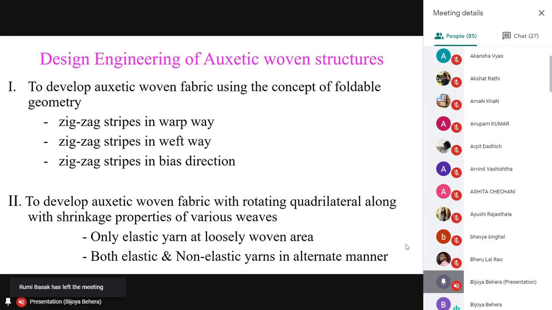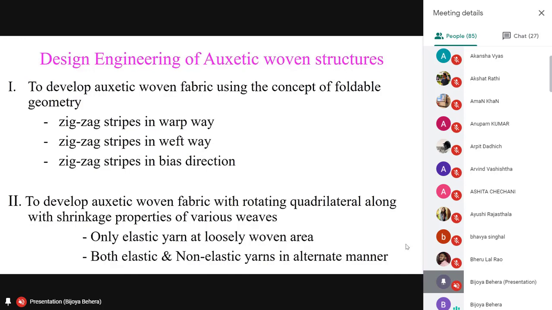So this is the basic fundamental which you have to understand. The rest of the things are very simple. We have produced 9 different structures, 9 different fabric samples, which I will explain very quickly. But the fundamentals which govern the production of a negative Poisson's ratio or auxetic fabric, which I have explained, only that part you have to understand.